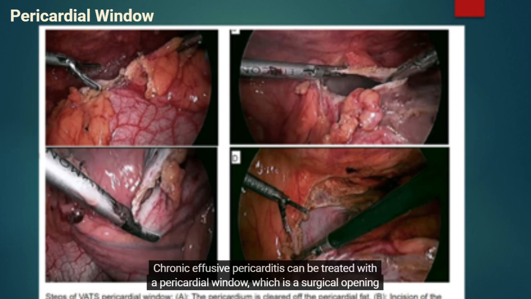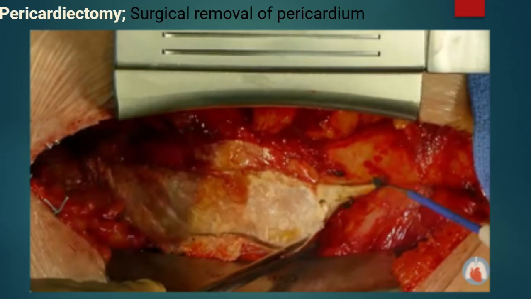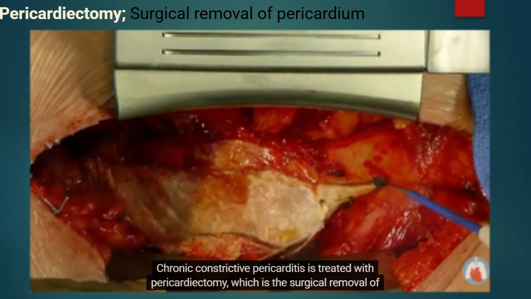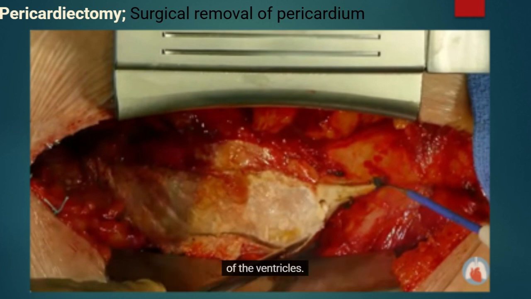Chronic effusive pericarditis can be treated with a pericardial window, which is a surgical opening to remove a portion of the outer pericardial layer, allowing continuous drainage of pericardial fluid into the pleural space. Chronic constrictive pericarditis is treated with pericardiectomy, which is the surgical removal of the entire tough, calcified pericardium, relieving constriction of the heart and allowing normal filling of the ventricles.